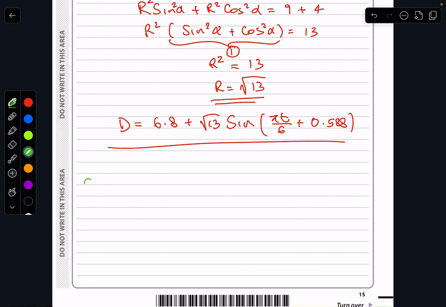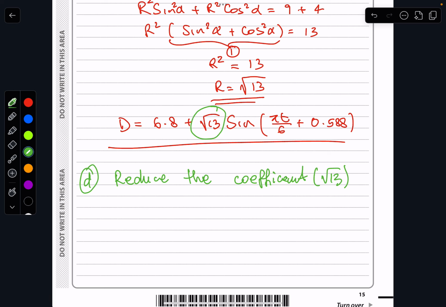So part D, which will be reduce the coefficient. So in this case, that would be root 13. The coefficient here would be root 13. So if you reduce that value, then the overall variation in the depth will decrease. And yeah, essentially that's something that we can do here.